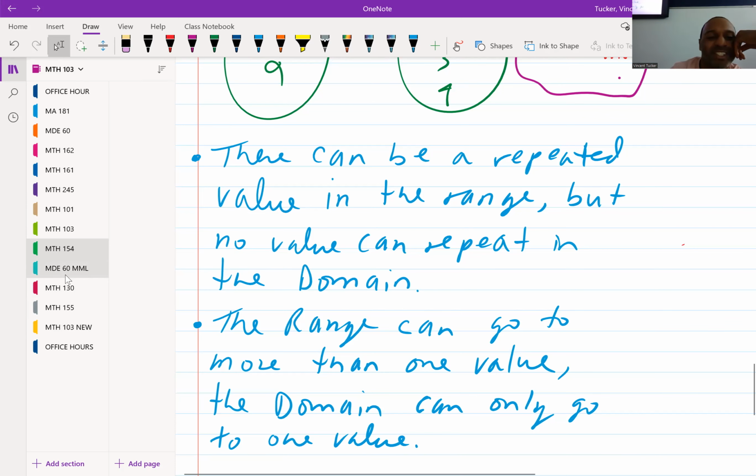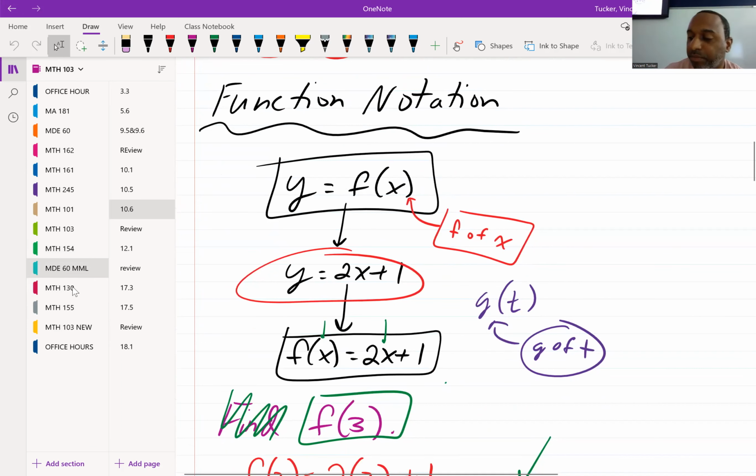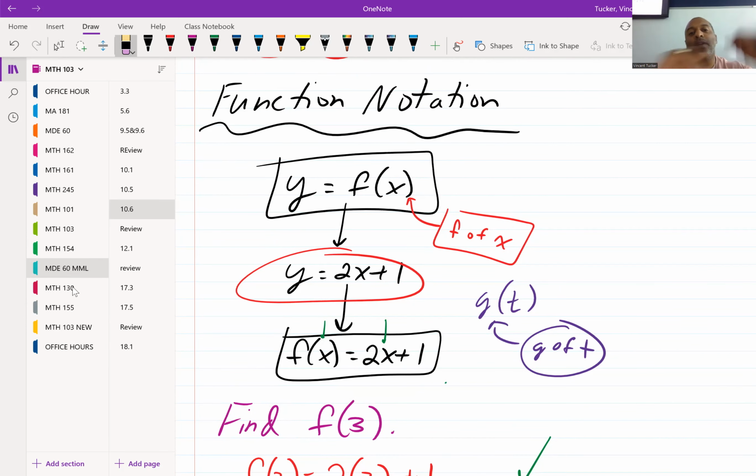All right, so let's go here. Still in 10.6, we're looking at function notation. So y equal to f of x. That's how you say that, f of x. And all this is saying is that y and f of x are the same thing. They're interchangeable. So y equal to 2x plus 1 is the same thing as f of x equal to 2x plus 1. So they will expect you to know that basically when you see f of x, that's function notation, and the other one's not in function notation, but it still means the same thing.